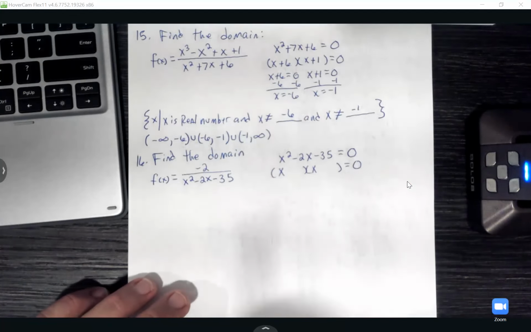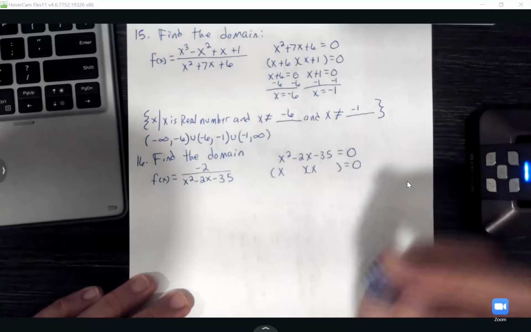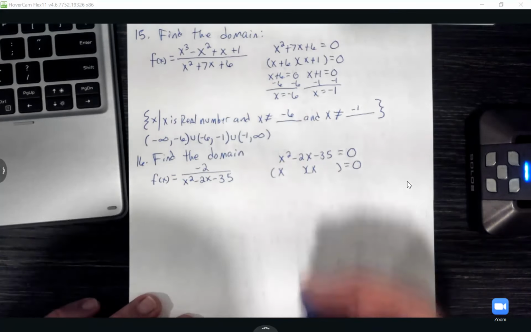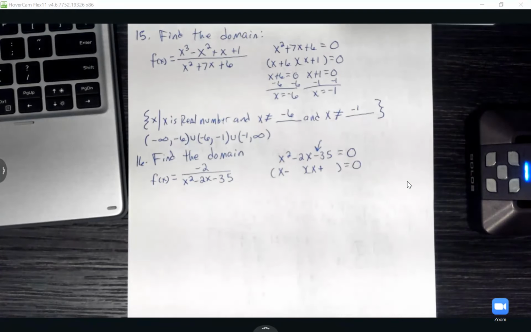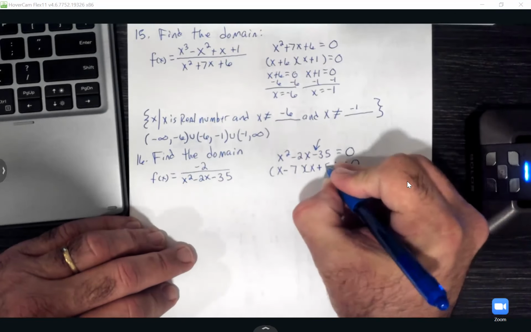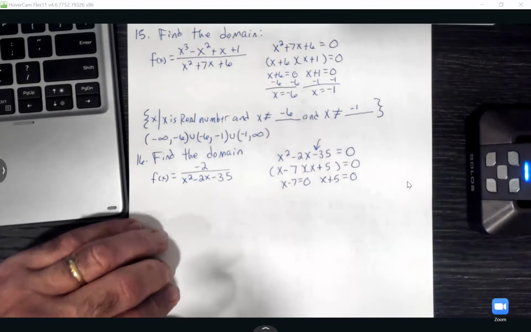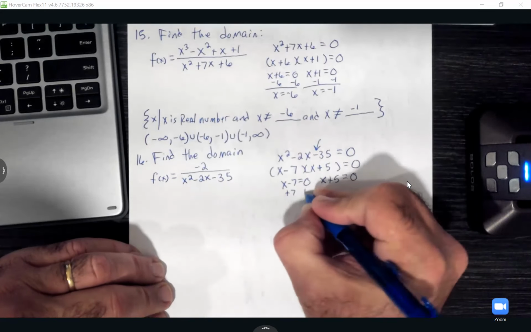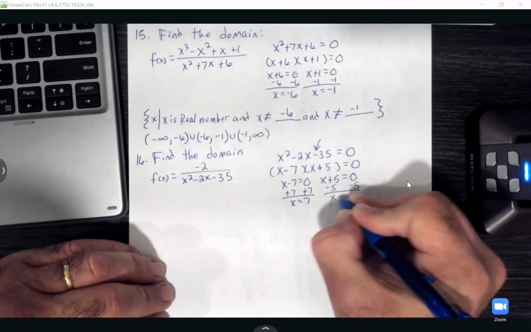All righty, who's my factor person? What signs? A minus and a plus, I think. There you go, minus and a plus. Remember, the last one's negative. You got unlike signs. All right, so can you find me the factors of 35 that'll subtract to give me that 2? 7 and 5. There you go, -7 and +5. All right, so I'm just going to solve them now to get those two numbers that we need to kick out of our domain. So we'll add 7 and get a +7, subtract 5, and get a -5.